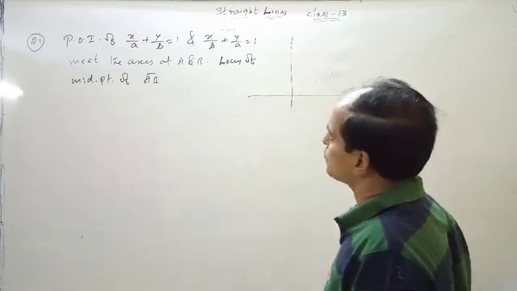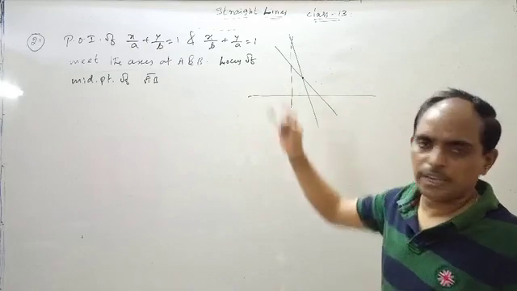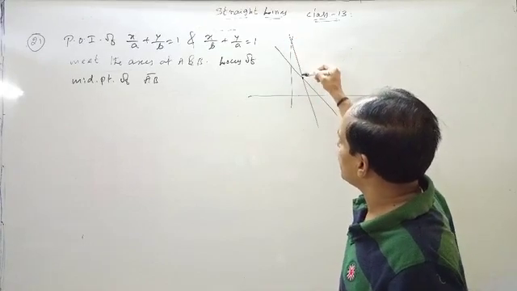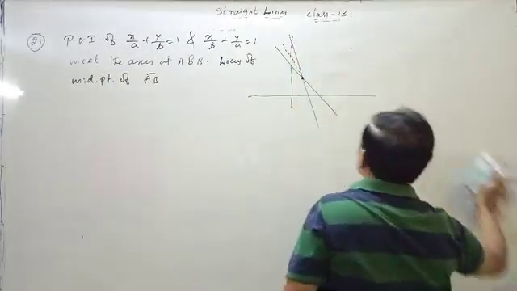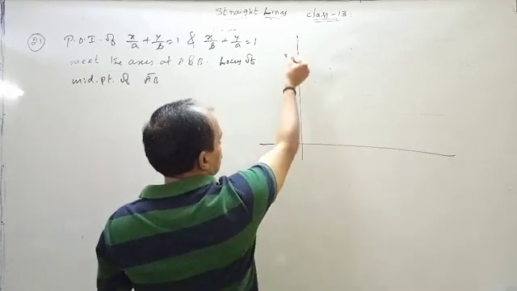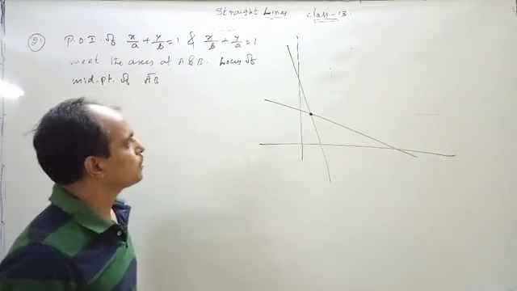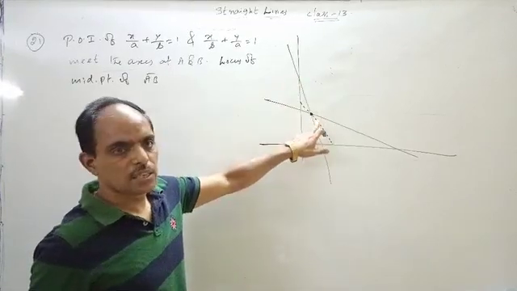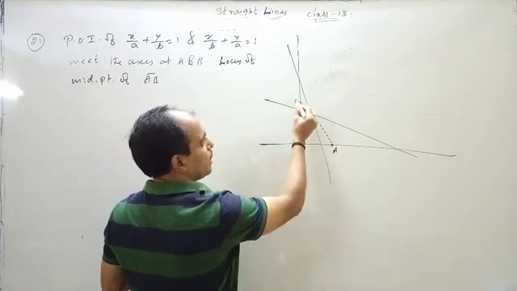Just I am drawing the diagram. There are two lines. One line is like this, another line is like this. This is the point of intersection of the two lines. There is one more line which is passing through this point of intersection. This is the line. I will draw the big diagram. This is one line, this is another line. So this will be the point of intersection. Okay? Now there is a line. This is the point of intersection of the given two lines. And the line which is passing through this point of intersection meets the axis at A and B.